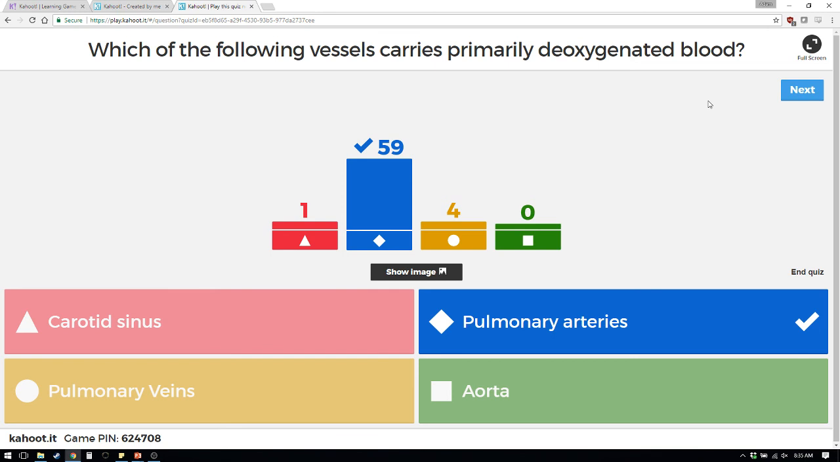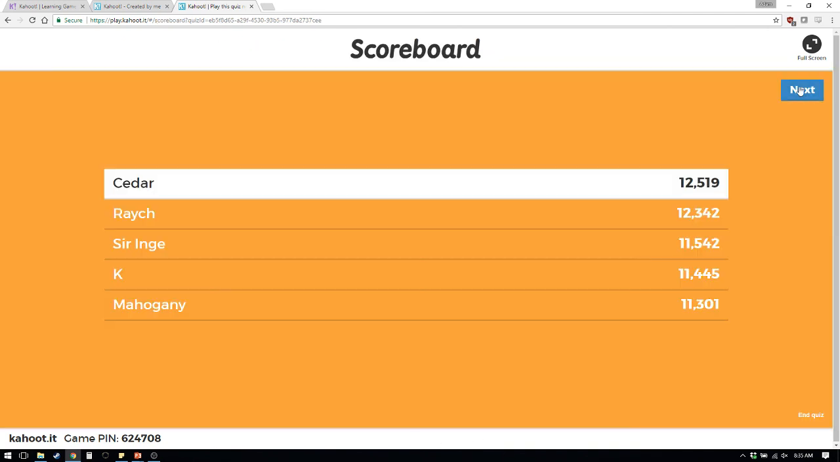Okay. All right, you remember like the carotid sinuses, that's mainly going to be coming off of the aorta, heading up to the head. So that would be primarily oxygenated blood there. Pulmonary veins are going to be what's coming out of the lungs back into the left atria. All right. And hopefully your aorta is carrying oxygenated blood, otherwise you're in a bad state. So, all right.